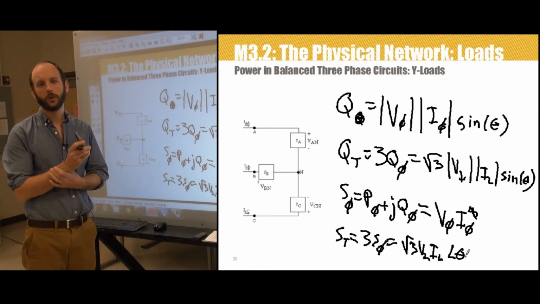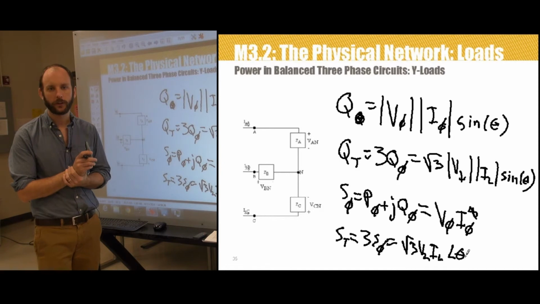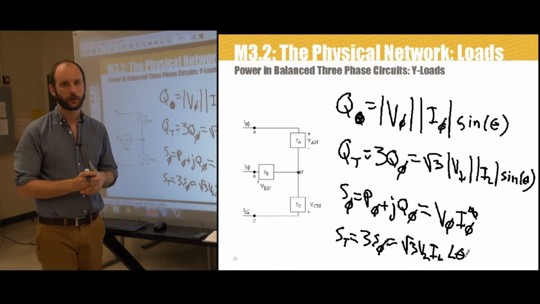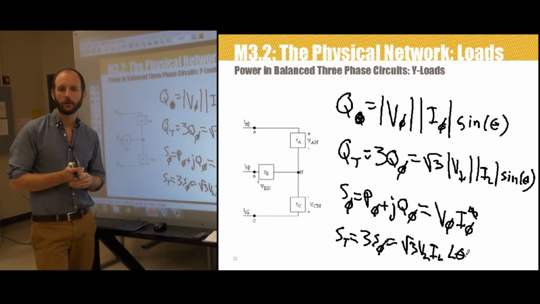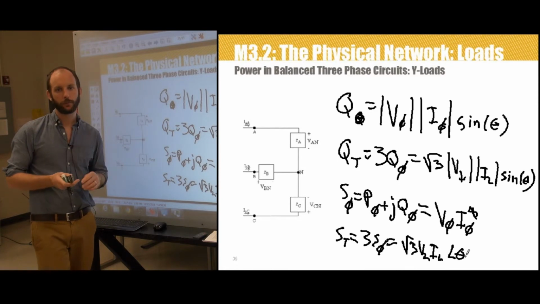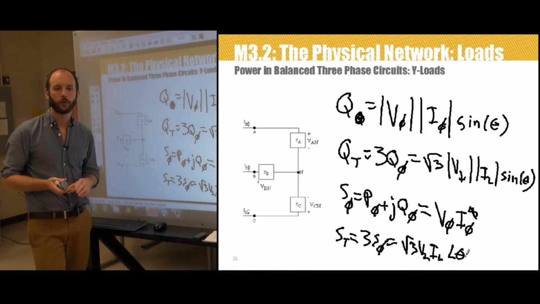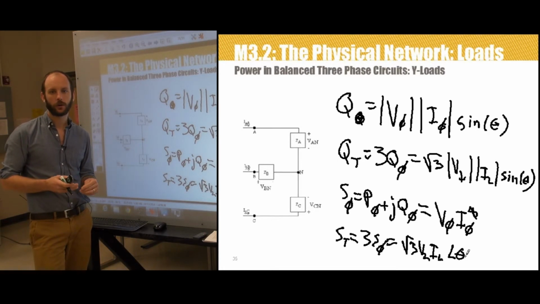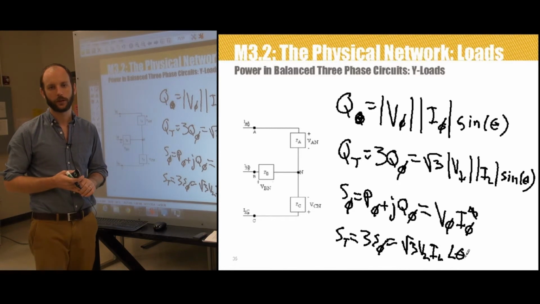Interestingly, in a balanced load, regardless of whether it's Y or delta connected, the average power per phase is always equal to the product of the RMS magnitude of the phase voltage, the RMS magnitude of the phase current, and the cosine of the angle between the phase voltage and currents. The expressions for reactive power and complex power also have the same form for both Y and delta connected loads. Therefore, the calculation of power, reactive or complex, is always the same for either load type. So kind of a simple analysis.